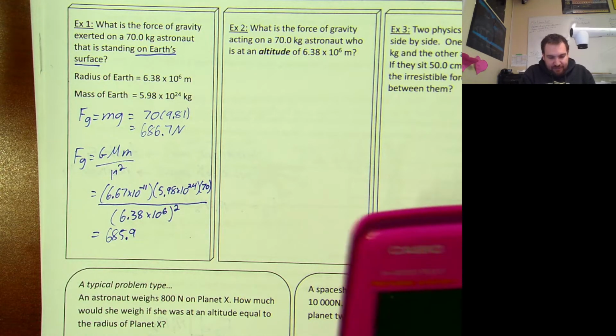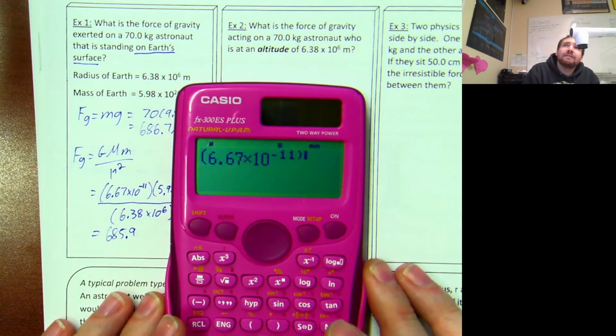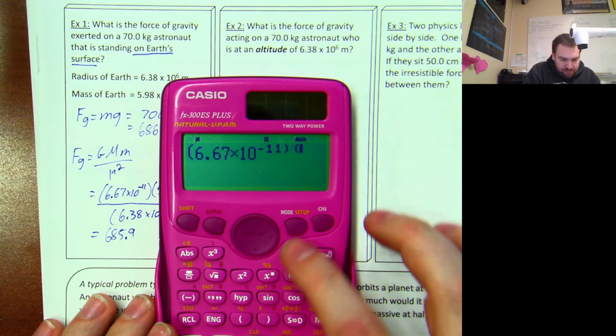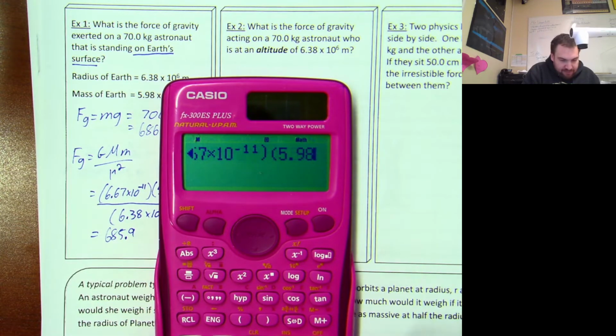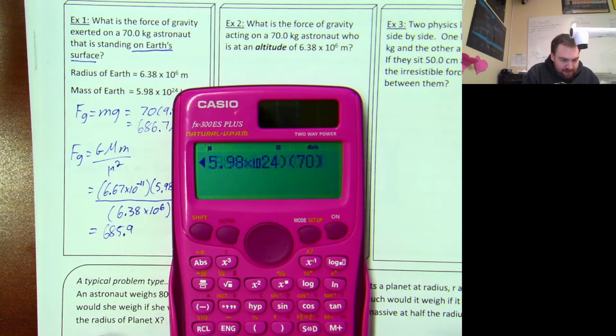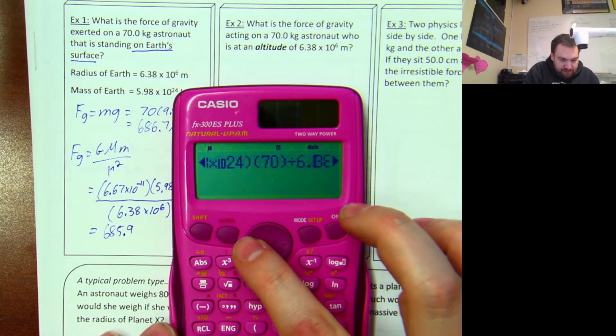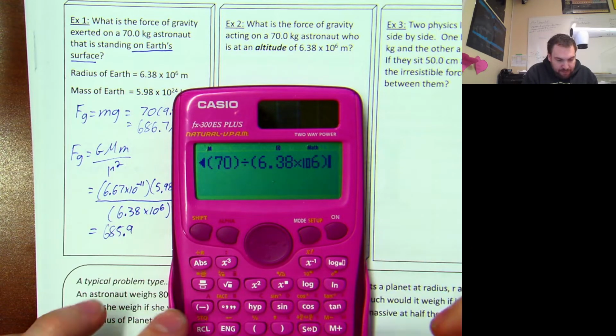Okay, let's jump in here. 6.67 times 10 to the negative 11, bracket 5.98 times 10 to the, what is it, 24? Times 70 divided by 6.38 times 10 to the 6. Oops, I should put brackets around that. Squared.